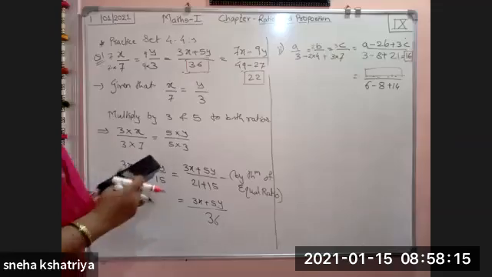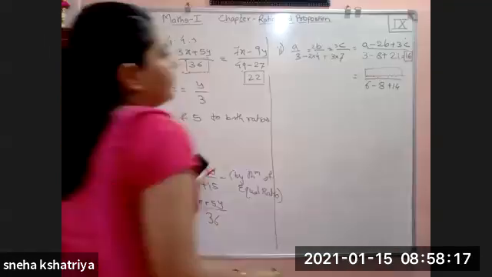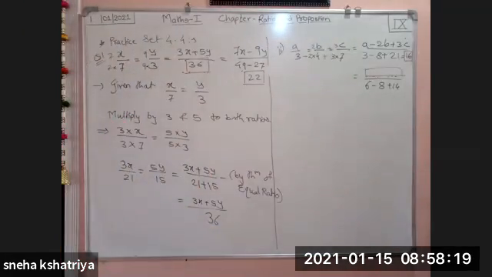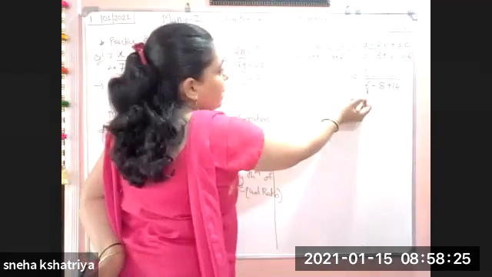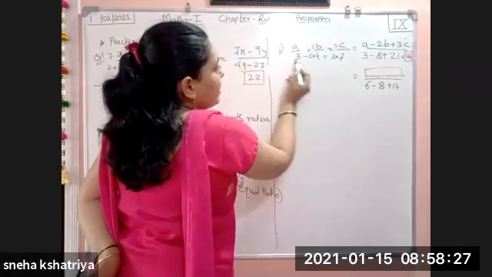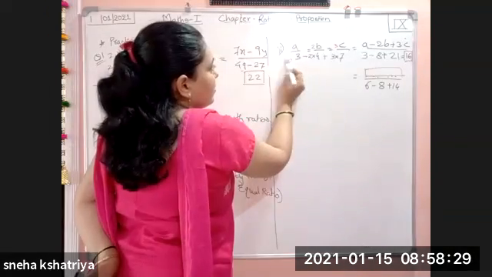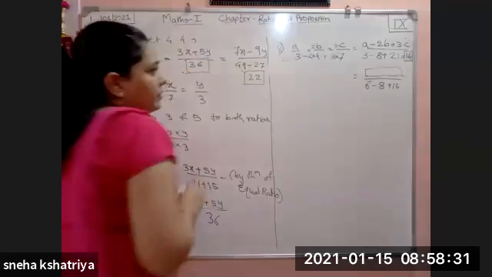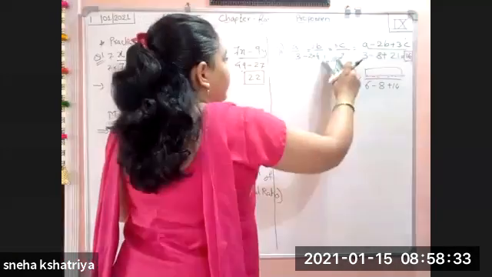But here, in this example, the numerator you have to find out. The denominator is already given to you, but the numerator you have to find out. Now see here, you have to see. 6 comes in 3's table. How much? 2, right? Let me rub this now.